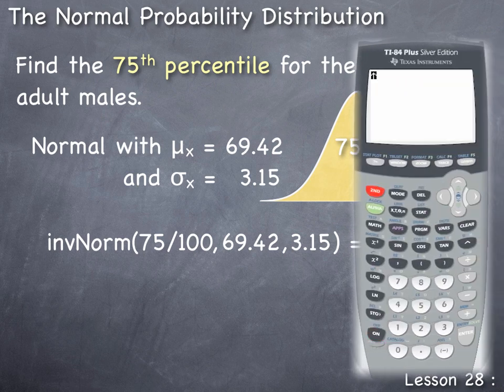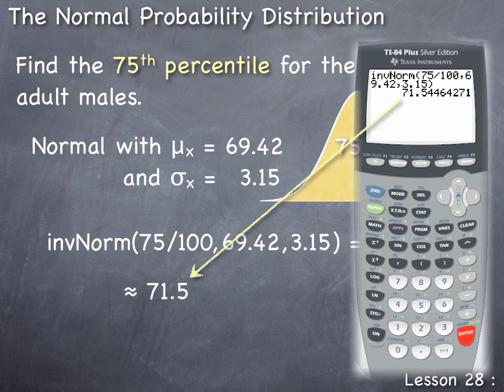We get there by pressing second, DISTR, arrow down till we find inverse norm, press enter to select. Then we would enter in the 75, divide by 100, comma, 69.42, comma, 3.15, close parenthesis, enter. And we have our result. It rounds off to 71.5.